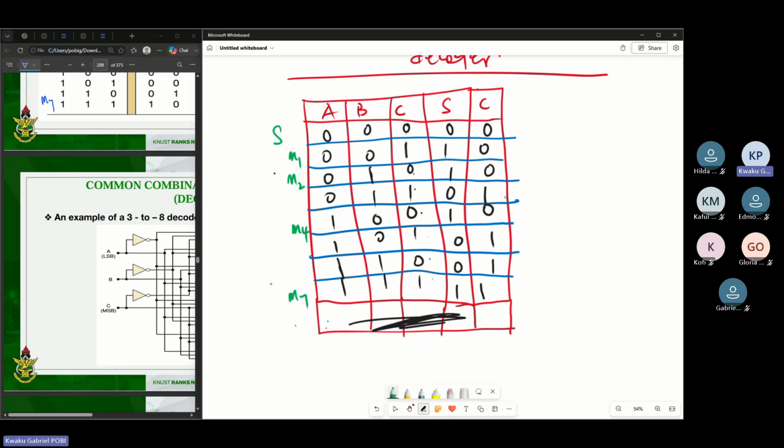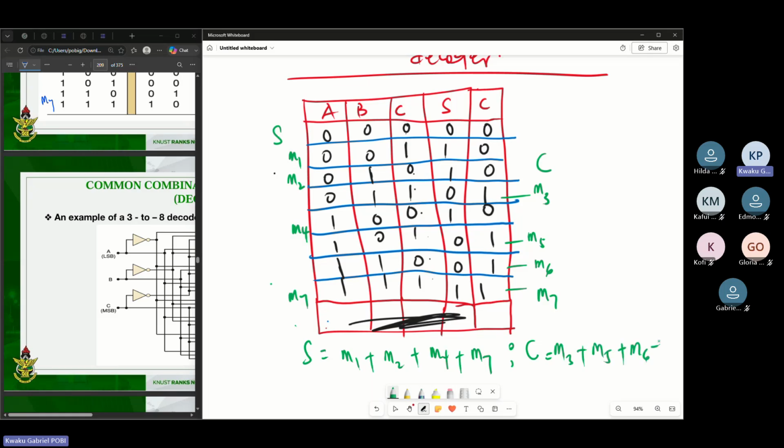And then carry will also be this, this, and this. So this one is when you have 0, 1, 1. 0, 1, 1 is M3. This part is when you have 1, 0, 1. 1, 0, 1 is 5. So M5. This one is 6. This one is 7. So this is my carry. So right from this truth table, you realize that your sum is given as M1 or M2 or M4 or M7. And then your carry is also M3, M5, M6, and then M7 in that order.